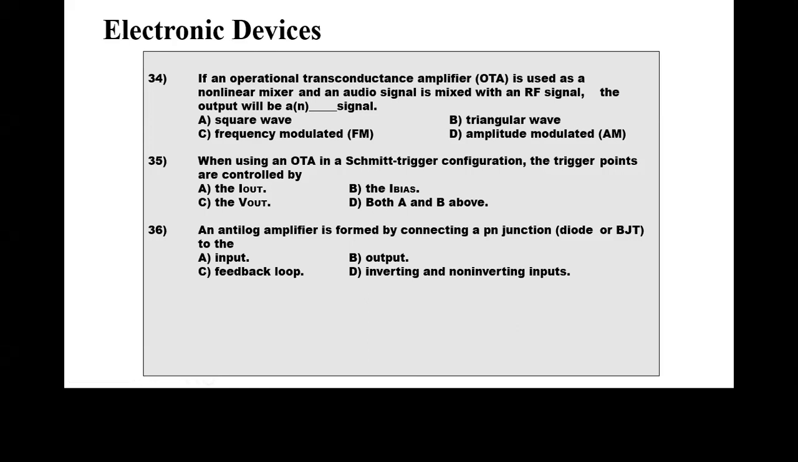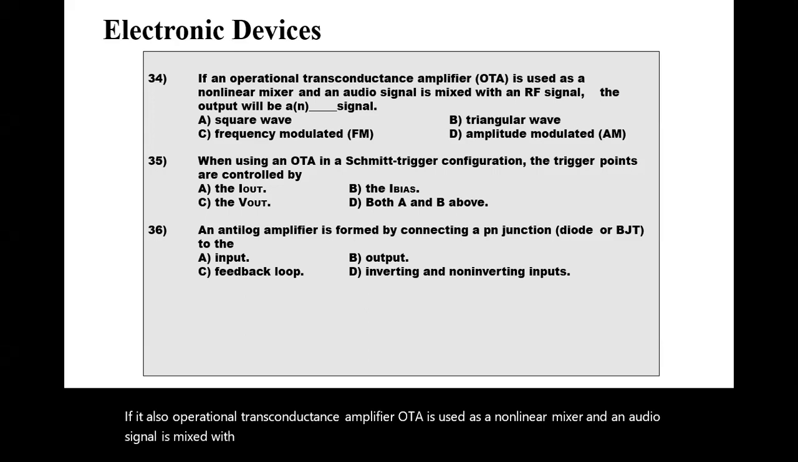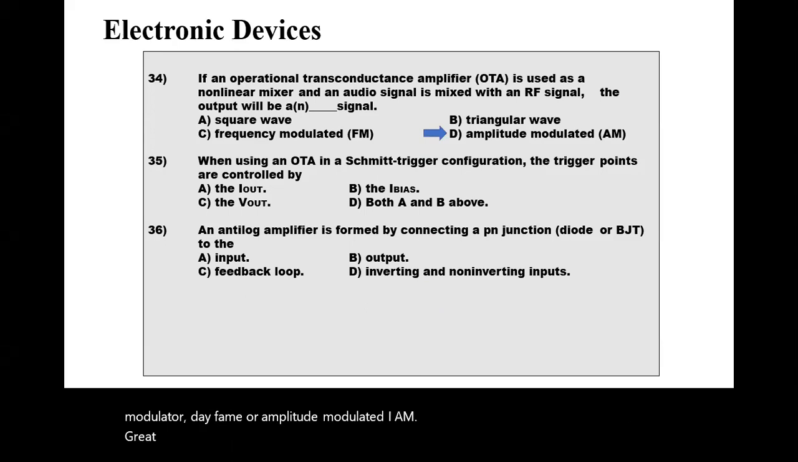If an operational transconductance amplifier (OTA) is used as a nonlinear mixer and an audio signal is mixed with an RF signal, the output will be a square wave, triangle wave, frequency modulated (FM), or amplitude modulated (AM). The correct answer is amplitude modulated, AM.